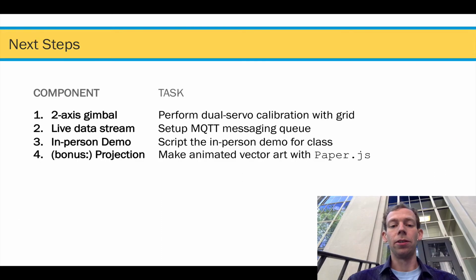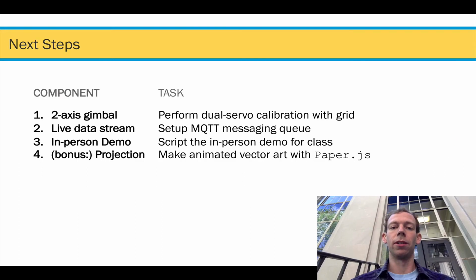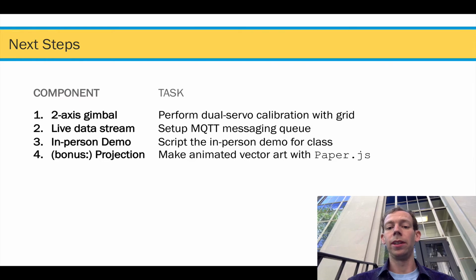So the next steps are to perform the calibration of the dual servo system and then set up the MQTT messaging queue. After that, I can focus on the specific scripting for the demo and possibly the stretch goal of using a projector system with animated graphics.